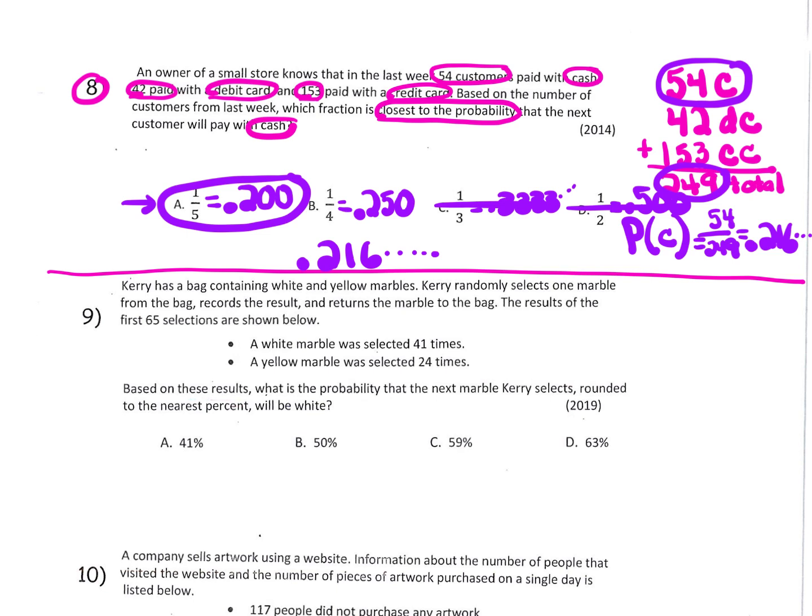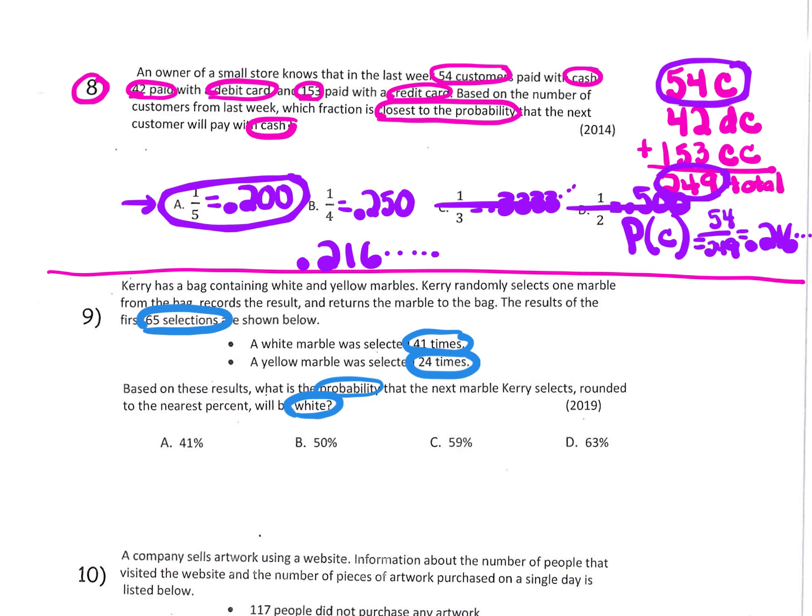So the key is make a list, find a total, and calculate your probability. Let's try the next one. Carrie has a bag containing white and yellow marbles. Carrie randomly selects one of the marbles from the bag and records the results for the first 65 selections. 41 times she picked a white marble and 24 times she picked a yellow. Based on the results, what is the probability, you should think fraction, that the next marble will be white?